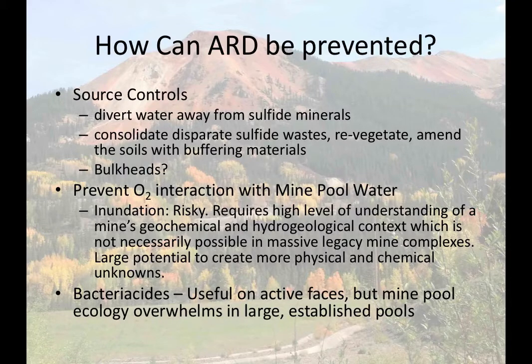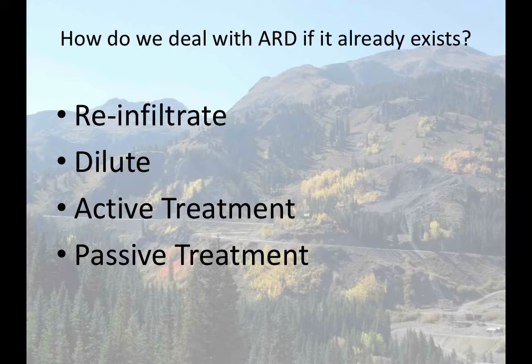Another strategy that people use are bactericides, but once again, with that established mine pool ecology, you're just not going to kill everything. And once that bactericide kind of runs out, the bacteria are going to come back into your pool, and you've spent a lot of money for not a lot of effect. It is pretty useful. They use it in active mines, so as soon as they open up a face, they'll spray it. And since it's not in a mining pool, it can be very effective in limiting some of that generation. But in old legacy mine systems like the ones we work in, they're just really not a feasible option either. So what can we do if it already exists?